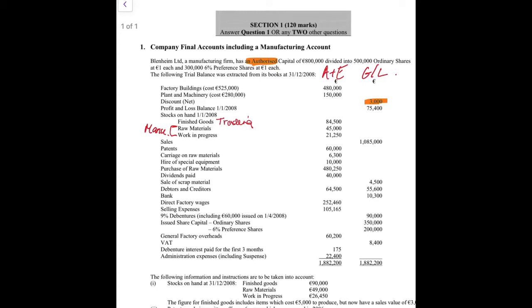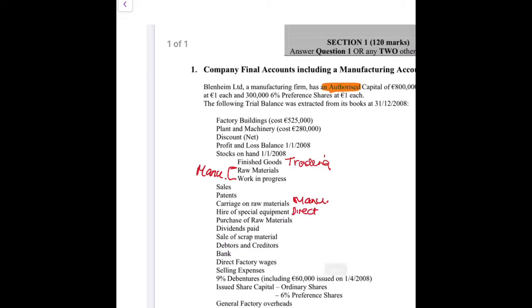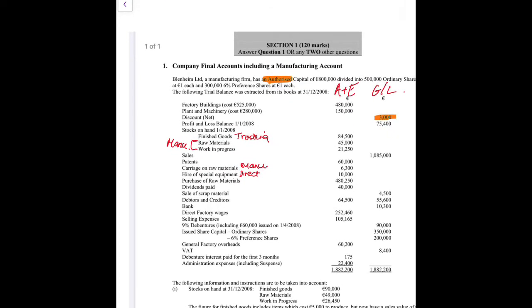Then you've got carriage on raw materials, that's going to have to go into the manufacturing account as well. Hire of special equipment, that's a manufacturing account, and that's actually a direct expense. So make sure you're putting that in as a direct expense. Okay, you need to put that in as direct, because without that piece of machinery or without that piece of equipment, you wouldn't have been able to make whatever it is you're making. We'll pretend it's tables.